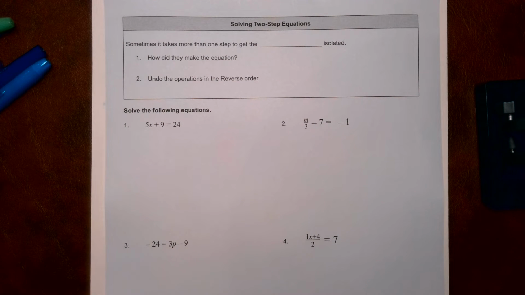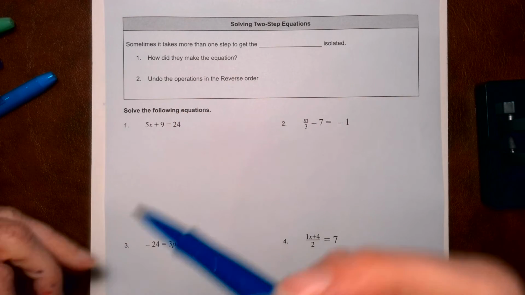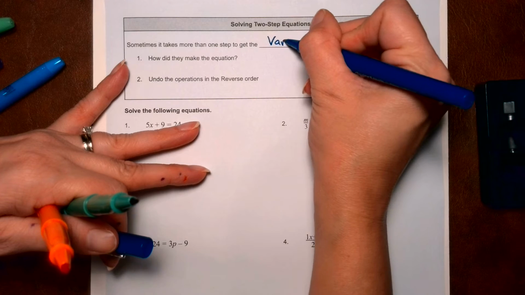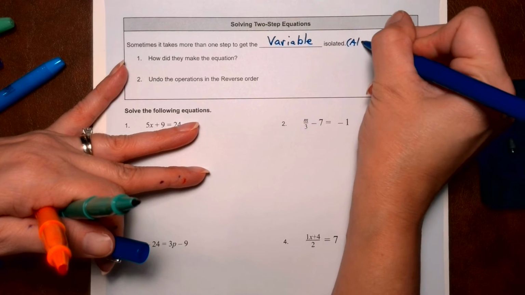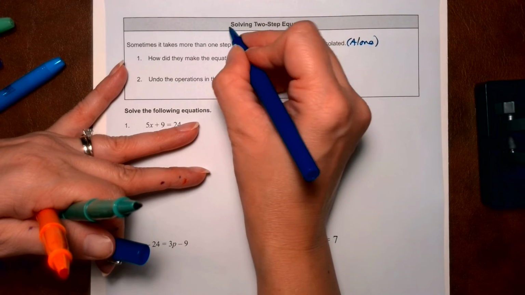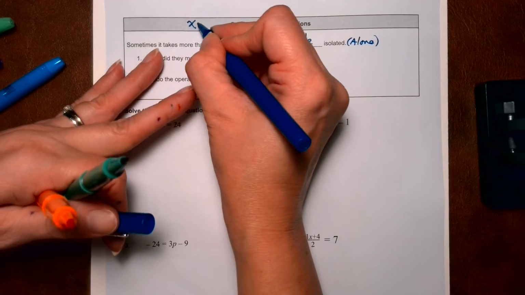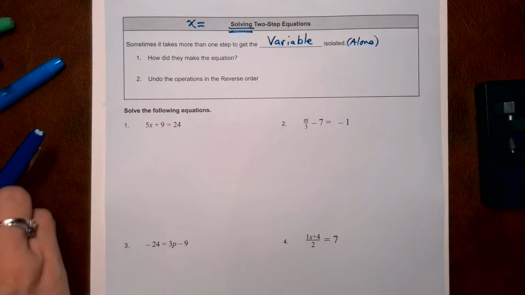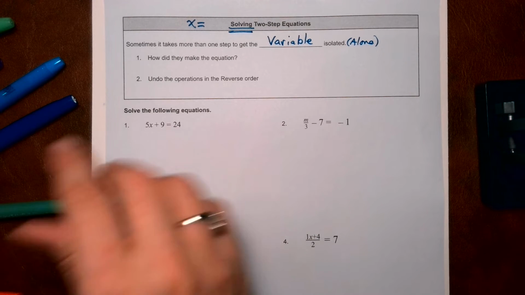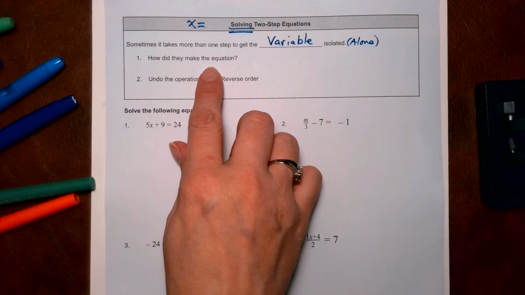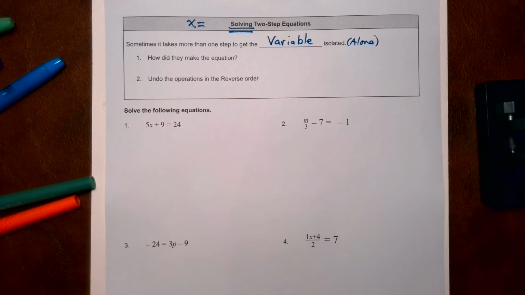Okay, let's take a look now at solving some equations. Sometimes it takes more than one step to get the variable isolated. Isolated means to get it alone. Remember, when we're solving, we're going to get x equals. Okay, so here's what we're going to do. Step 1. How did they make the equation? How did they make it?